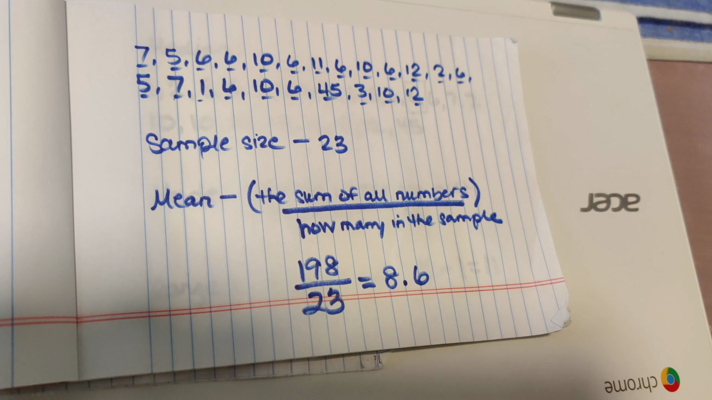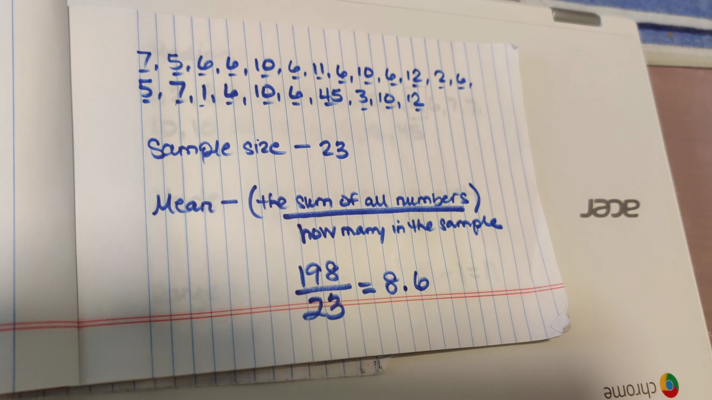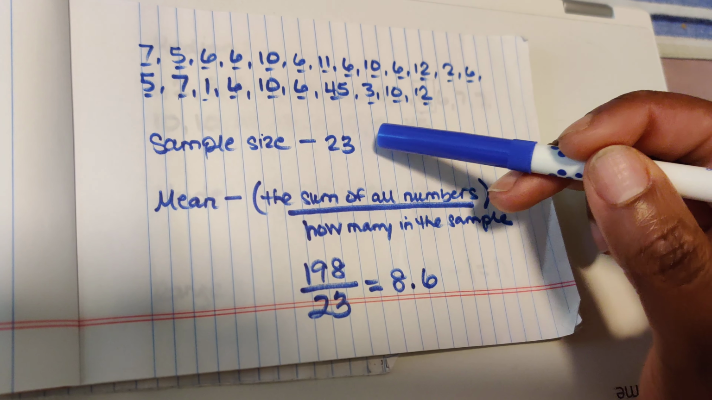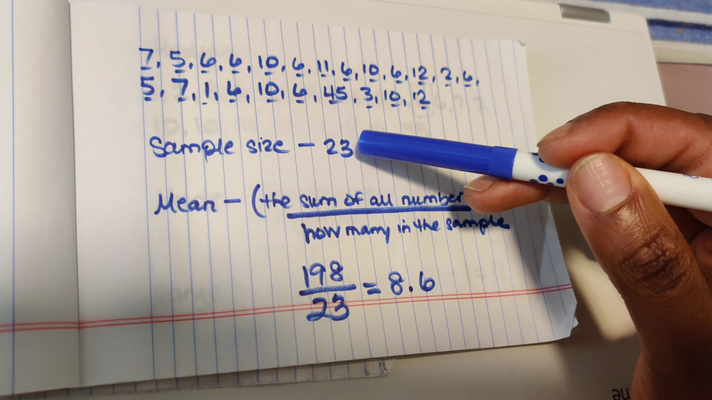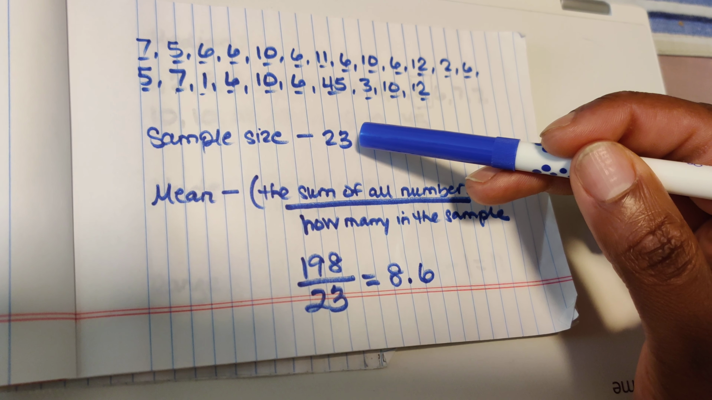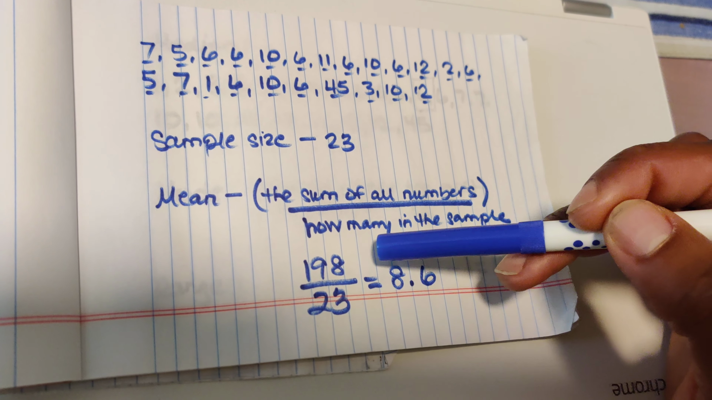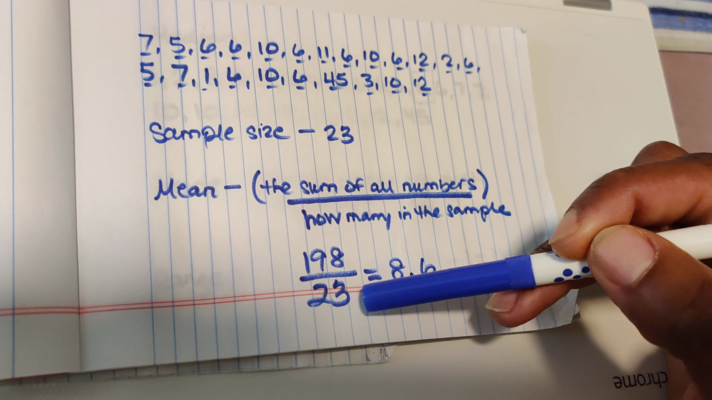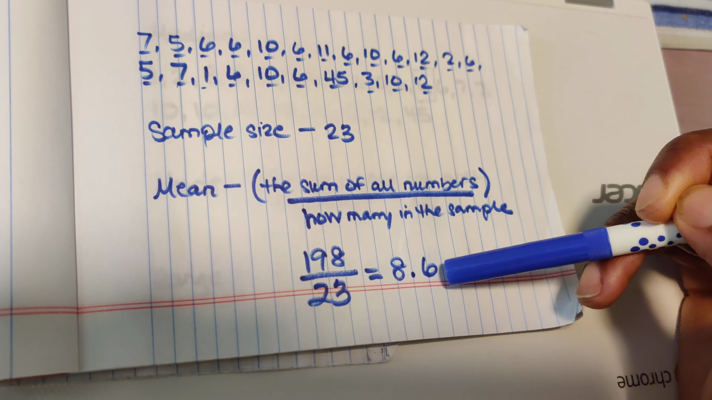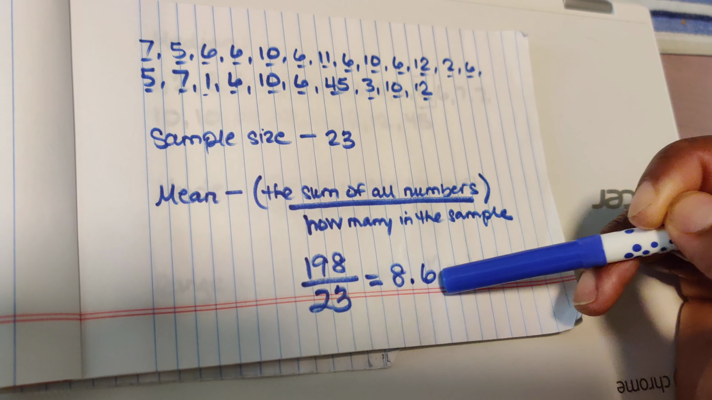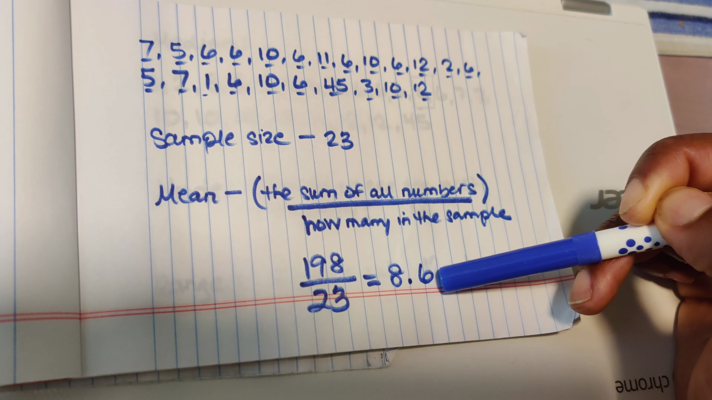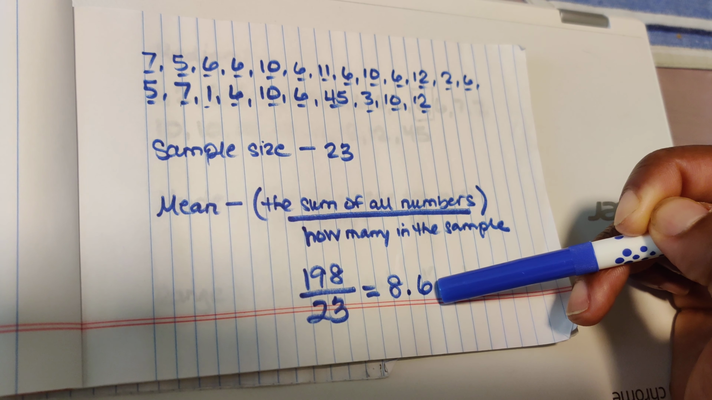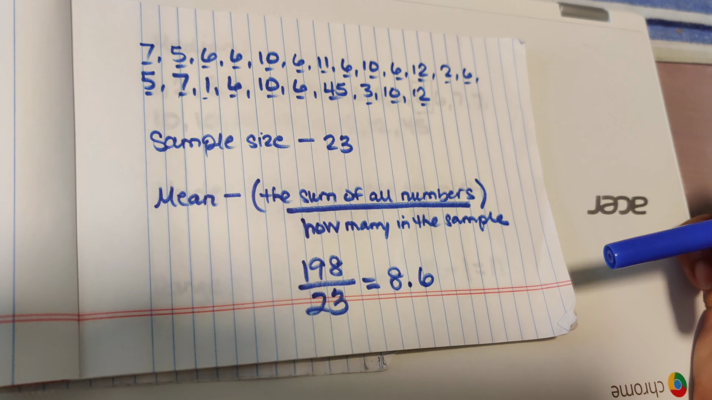So our sum is 198, and we divide that sum by the size of our sample, which is 23. 23 responses, so our sample size is 23. Dividing 198 by 23 gives us a mean, or an average, of 8.6. So that means the average answer that a student gave was 8.6. That's how we calculate mean.